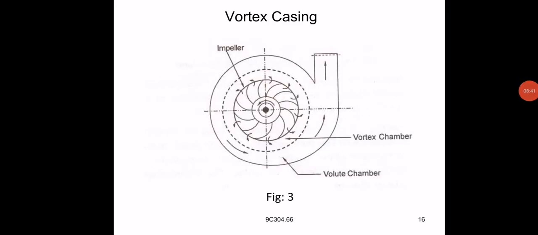Next you can go for the vortex casing. A circular chamber is provided between the impeller and the volute chamber. The casing is known as a vortex casing. You can observe the figure. A circular chamber is provided, shown with dotted lines, between the impeller and the volute chamber. The circular chamber is known as a vortex or whirlpool chamber.